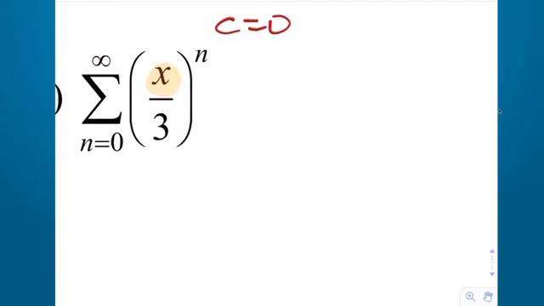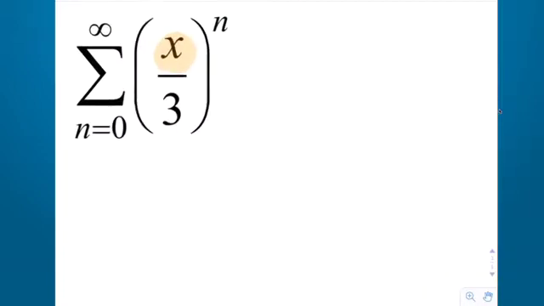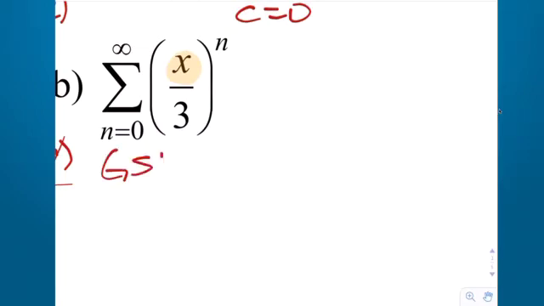Or 1. Plug in a 1 for x. That'd be 1/3 to the n. Doesn't that look a lot like a geometric series? It does. Okay? So if you did the ratio test, it would work. But sometimes you might recognize, oh, that's just a geometric series. And when does a geometric series converge?